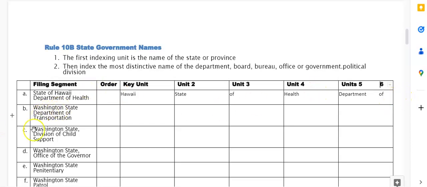For letter B, we have Washington State Department of Transportation. Washington is the name of the state.